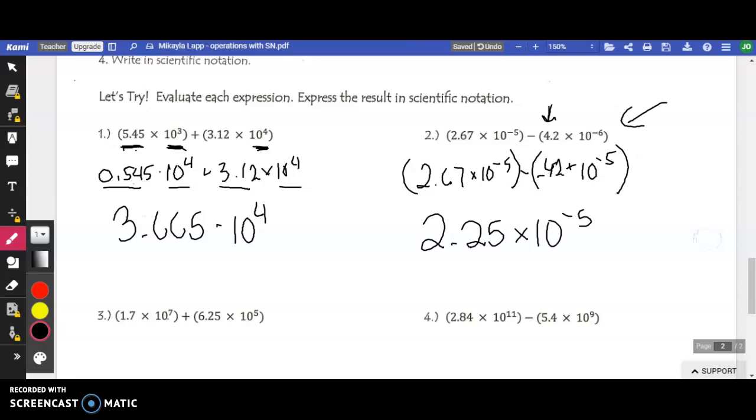But this would have been 26.7 times 10 to the negative 6. And you notice if you did 26.7 minus 4.2, you'd get 22.5, but it would be 22.5 times 10 to the negative 6, which is not in scientific notation. Most of the time, you change the smaller 10 power into the larger one, and you're going to be fine in the end without having to do anything. Okay? So you've got to remember that.